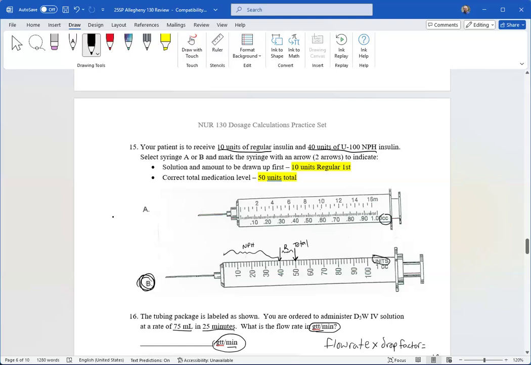So don't kill the messenger. I'm just telling you how they want you to do it. I'm not a big fan of this particular question. I actually prefer what you guys did for the Blackboard version of this test, where you just dropped your indicator on the correct syringe at the total mark.